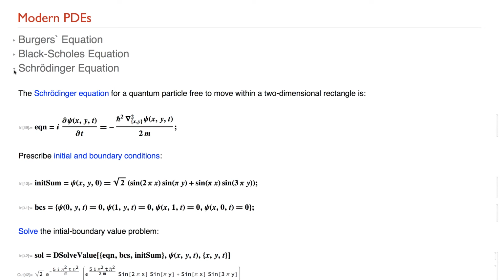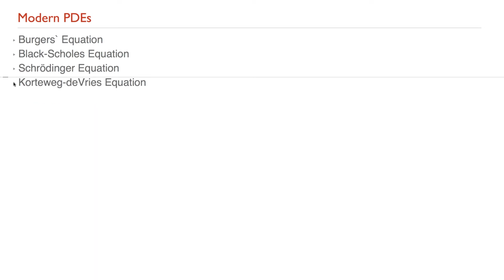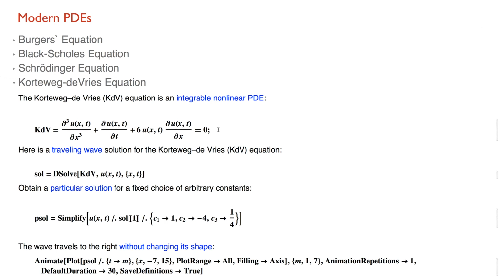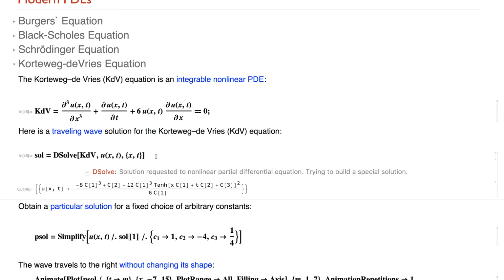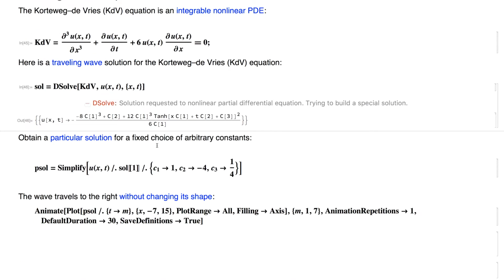Okay, as a final example of a modern PDE, let's look at the KdV equation, which is a nonlinear PDE. But the remarkable thing is that this PDE is in some sense completely integrable, which means that one can find lots of solutions of the equation and they have some remarkable properties. So for example, DSolve can find so-called triangular solutions of this equation.